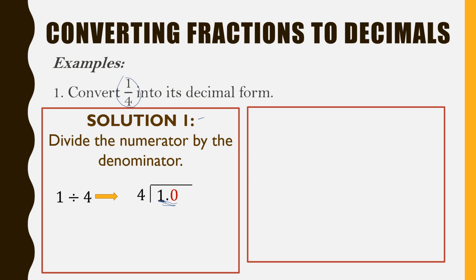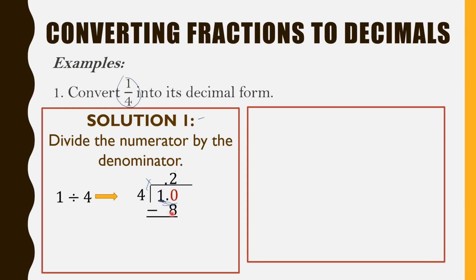So 10 divided by 4 is what? 2. Okay, so if you have observed, we have included here a decimal point. Okay, we have already put the decimal point in line with this decimal point. Okay, now we follow the same rule or steps in dividing. So after we have divided that, we are going to multiply 2 and 4. So 2 times 4 is equal to 8. Okay, so we have aligned it one's digit to one's digit.